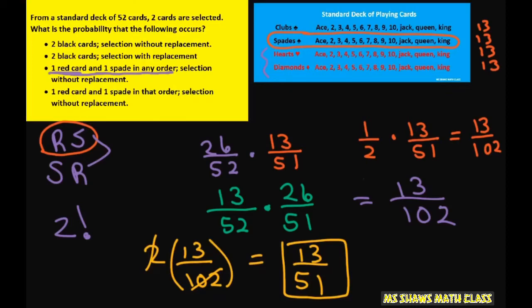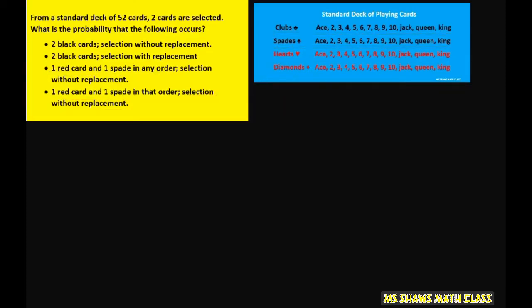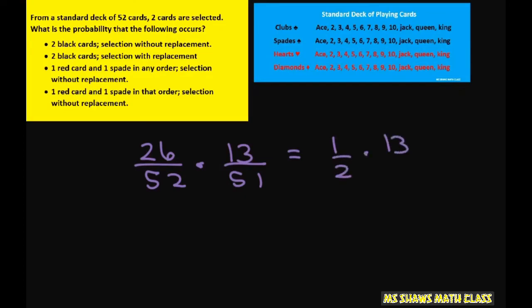Now, for the same thing, basically, in the exact order without replacement. So they're both without replacement. So we kind of already did that one. If it has to be in that order, that's just 26 divided by 52 times the spade is 13 out of 51 without replacement. So that's just 1/2 times 13 divided by 51, which equals 13 divided by 102.